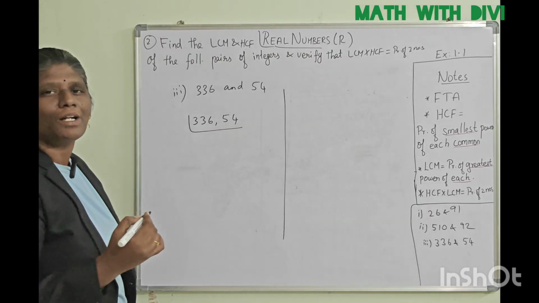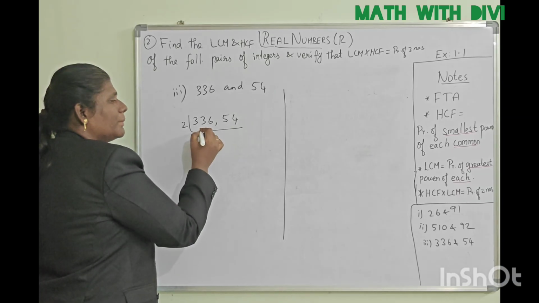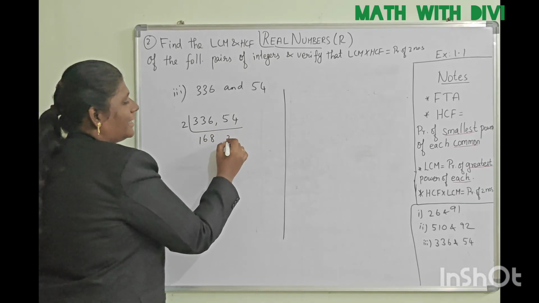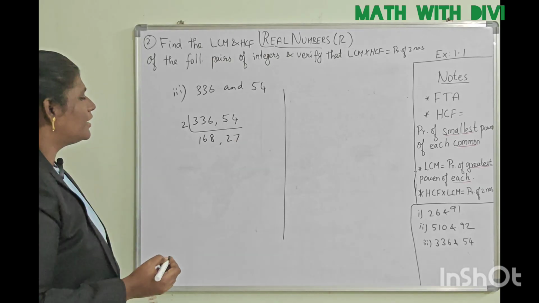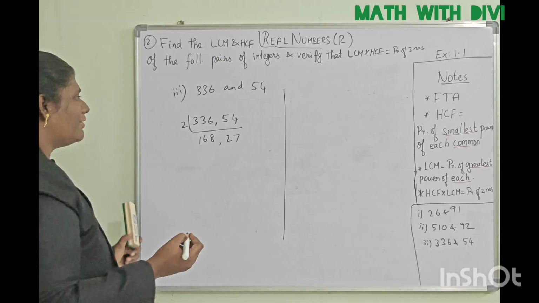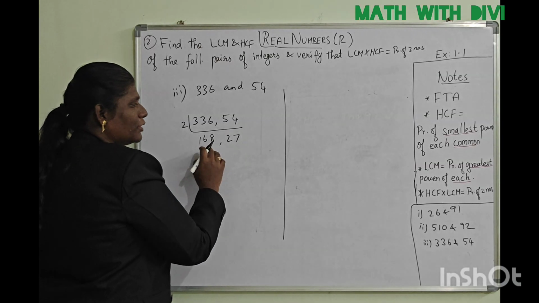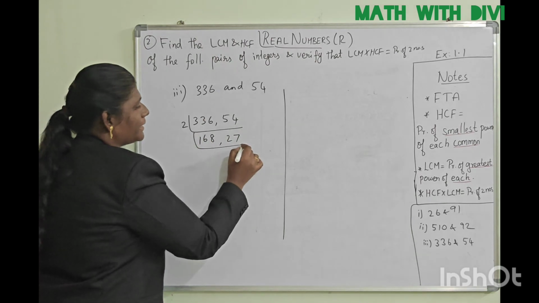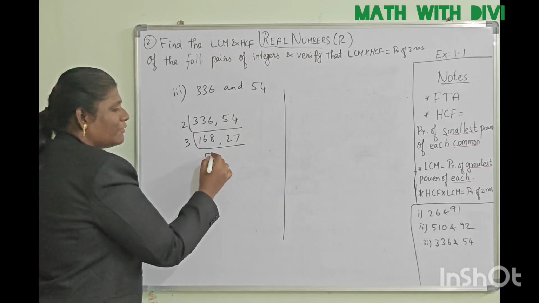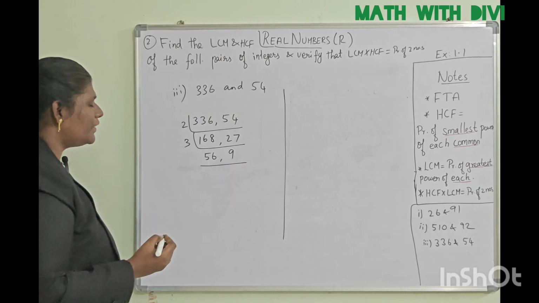What number has to be taken? 2, right? 1 2 is 2. Remaining one, 6 2s are 12. Remaining one, 8 2s are 16. Here 168 and 27. Now it is one odd and one even, right? So let me check the 3 table. 7 plus 8 is 15, so it will come in the 3 table. This is also in the 3 table. So 5 3s are 15. Remaining one, 6 3s are 18. 56 and 9.